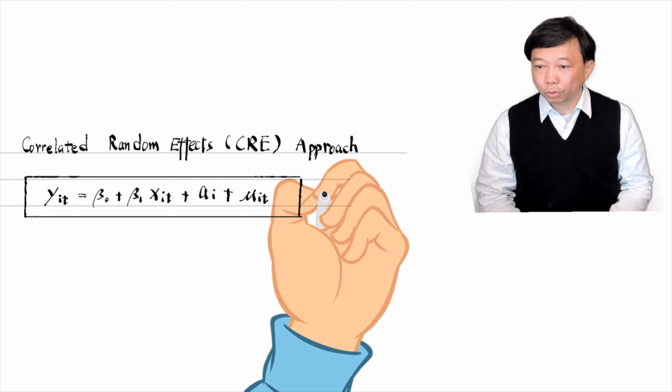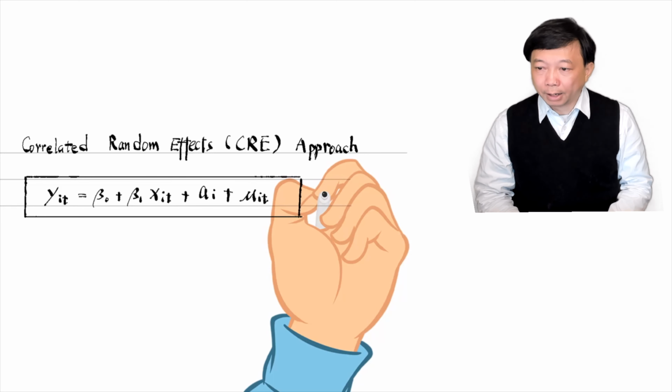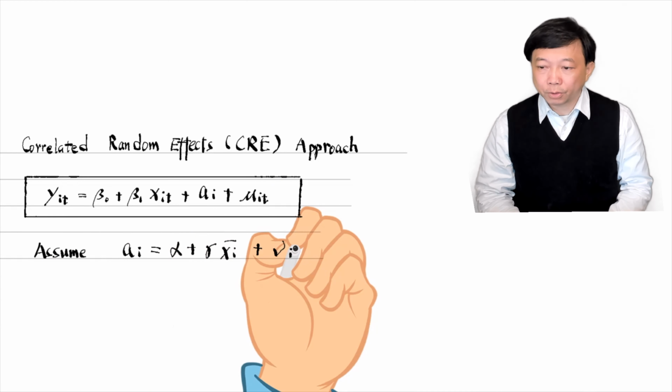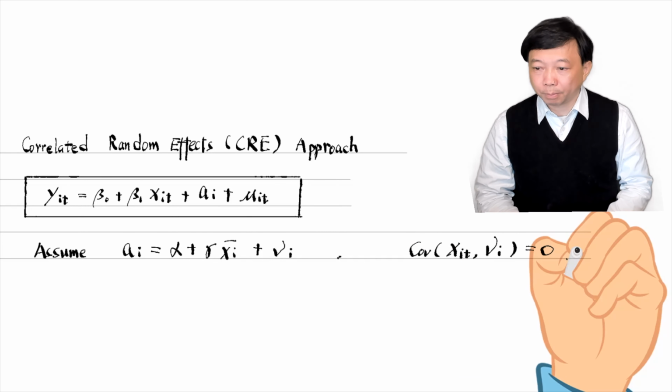It's equivalent to the fixed effect within estimator because we hold the within average fixed and use the within variation to estimate the coefficients. The idea of the correlated random effects approach is that because the individual fixed effects error component a_i does not change over time, we assume that it is correlated with the average level of the explanatory variable x.